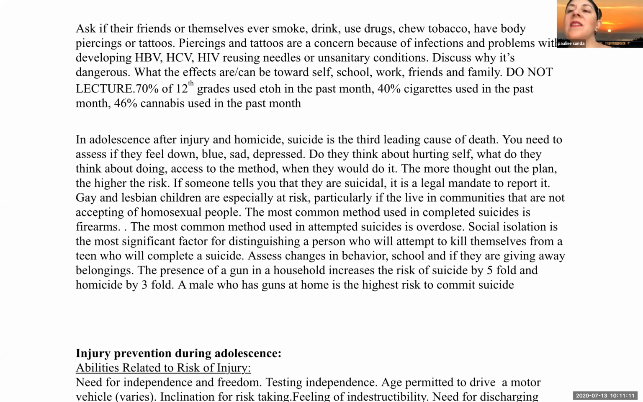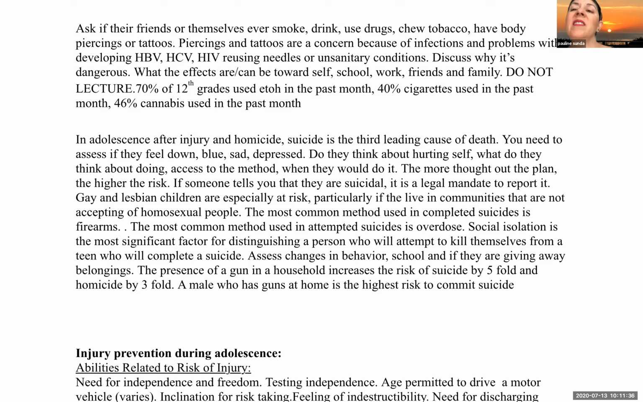Do their friends smoke, drink, use drugs, chew tobacco, have body piercings or tattoos? Piercings and tattoos are a concern because of infections and problems with developing blood-borne pathogens. You want to discuss why it's dangerous, what the effects can be towards themselves, school, work, friends, and family. We do want to avoid lecturing.